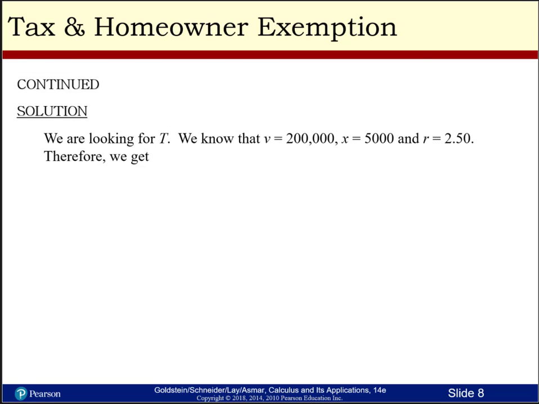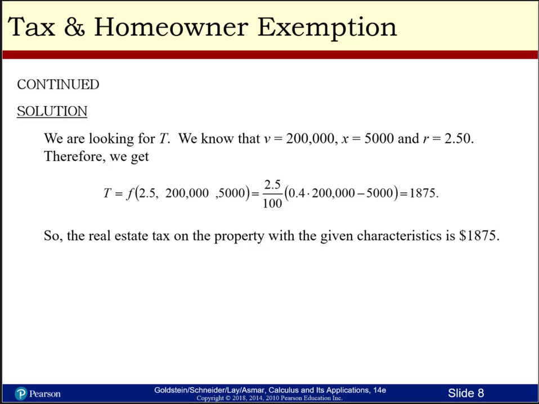So now we're looking for T, and we know that V equals 200,000, X equals 5,000, and R equals 250. So just plugging those in to our function, we get that T is equal to 1875. So the real estate tax on property with those given characteristics is $1,875.